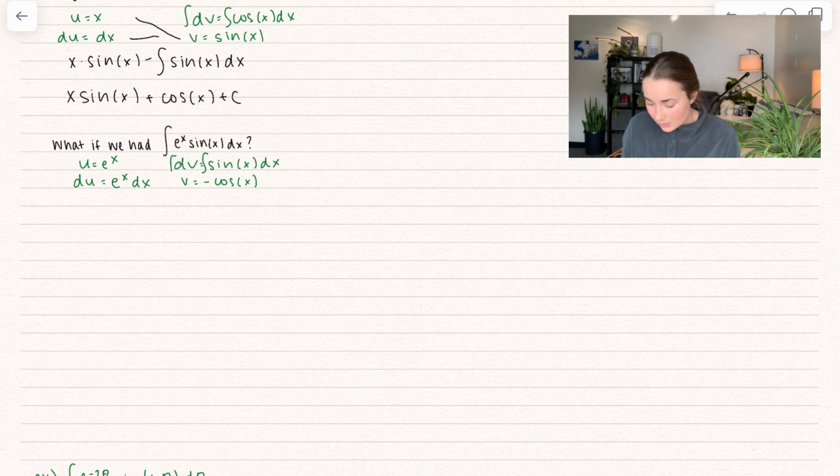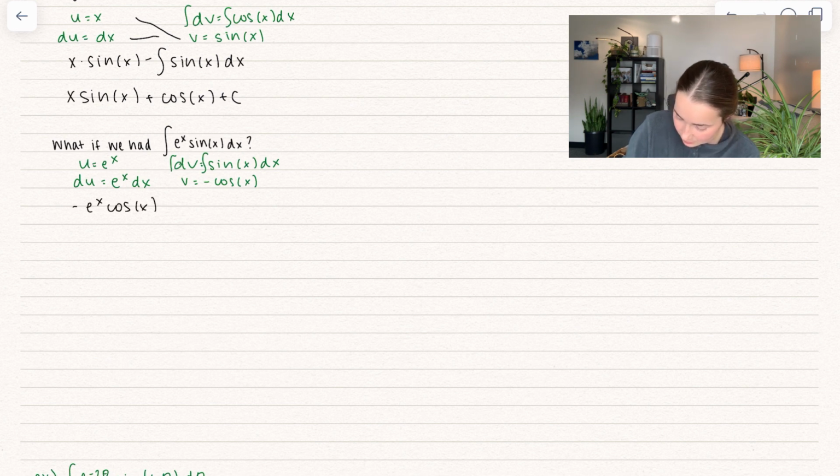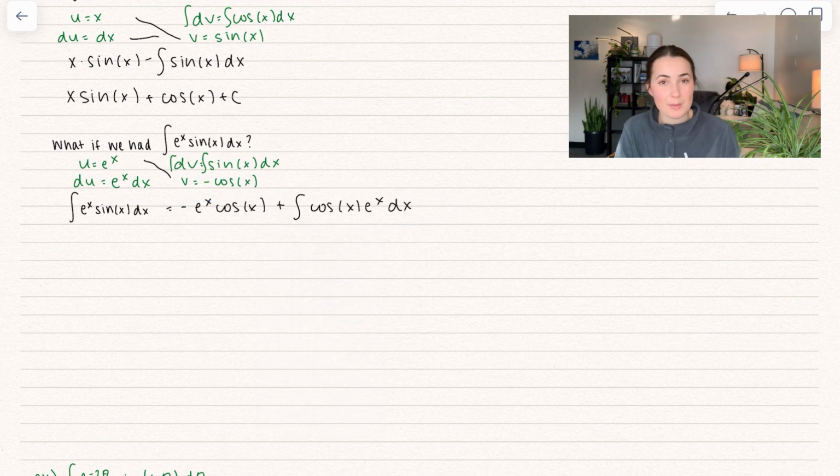So let's set up integration by parts, UV rays. So we get negative e to the x cosine of x, right? That is that first multiple minus the integral of v du. So that becomes a positive cosine of x times e to the x dx. So here we did one step of integration by parts. Like I said, we're going to do this multiple times. So you choose something and you stick with it. We chose that u is equal to e to the x and that dv was equal to the leftovers.